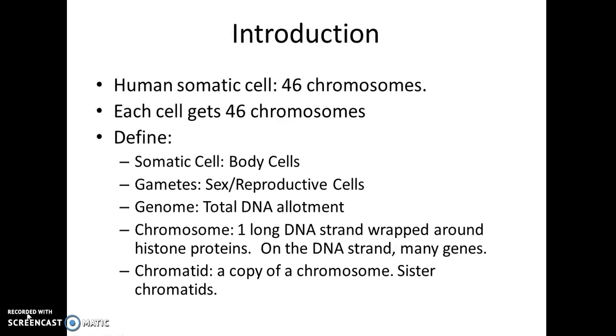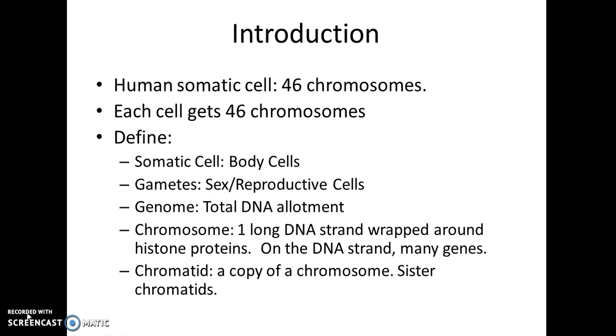So, we know that in people, there are 46 chromosomes per cell, except for gametes, and that's the next topic, but it's okay. So there are 46 chromosomes per cell. Each cell has 46 chromosomes, and each cell will get 46 chromosomes when the cell divides.